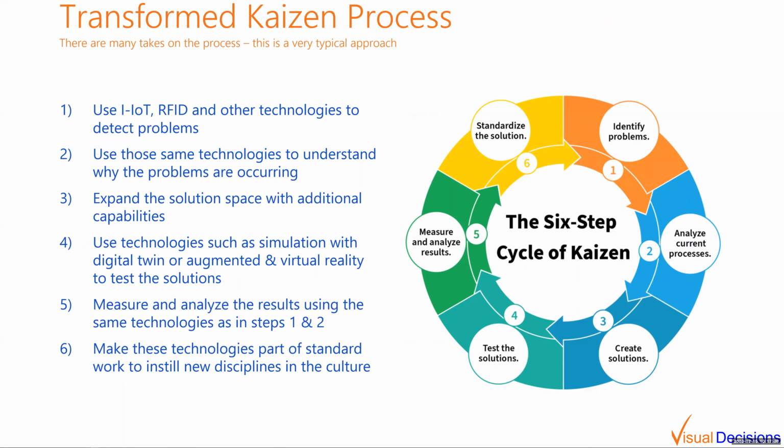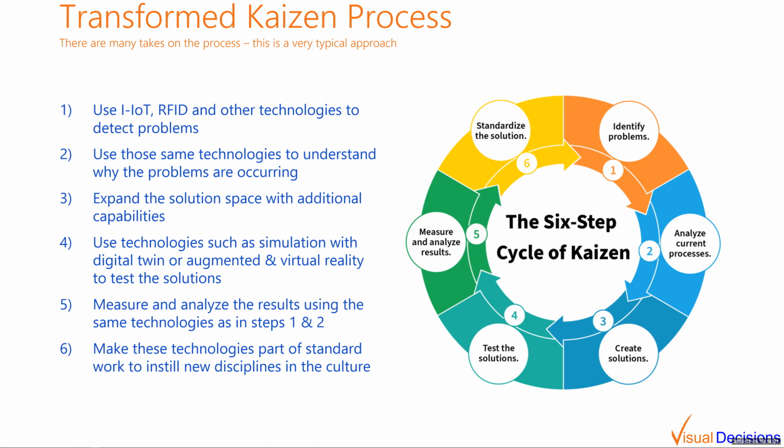I talked earlier about how you can transform the lean tools themselves. And this is one place where we can look at how you run a typical Kaizen process. There's a number of different ways, but a typical 6-step Kaizen cycle: you identify the problems, you analyze the current process, you create solutions, you test the solutions, you measure and analyze the results, and then you standardize. Every single one of those can be helped by IoT and Industry 4.0 solutions as a whole.